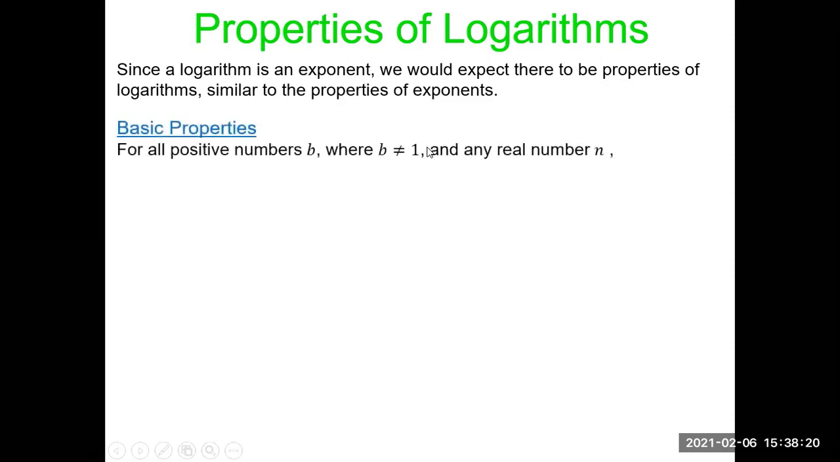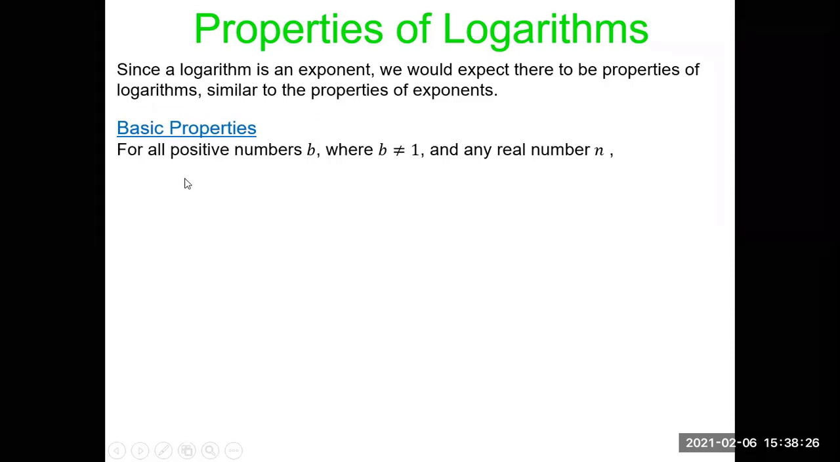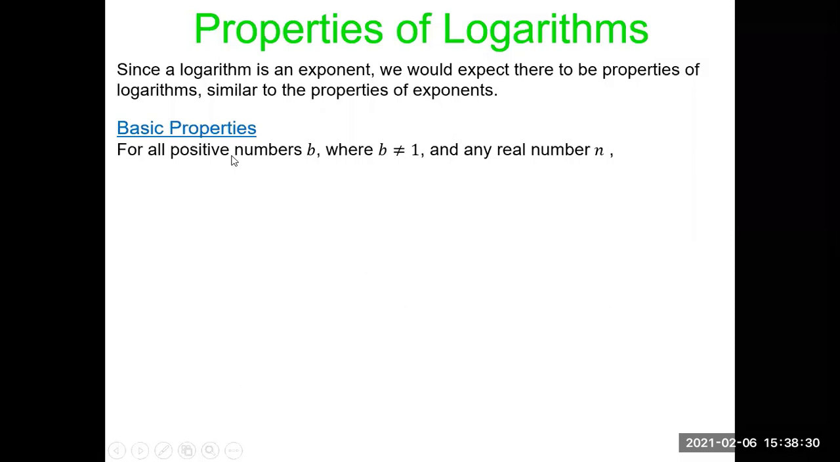So let's start off with a few basic properties, recognizing that in these properties, all the values of b that you see are going to be expected to be positive numbers, because in these expressions, the b will be the base. Any other variable, any other n value that you see will always be any real number we want.